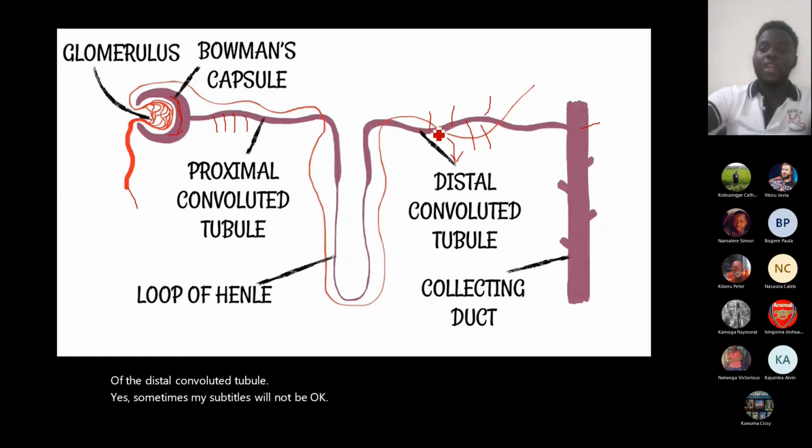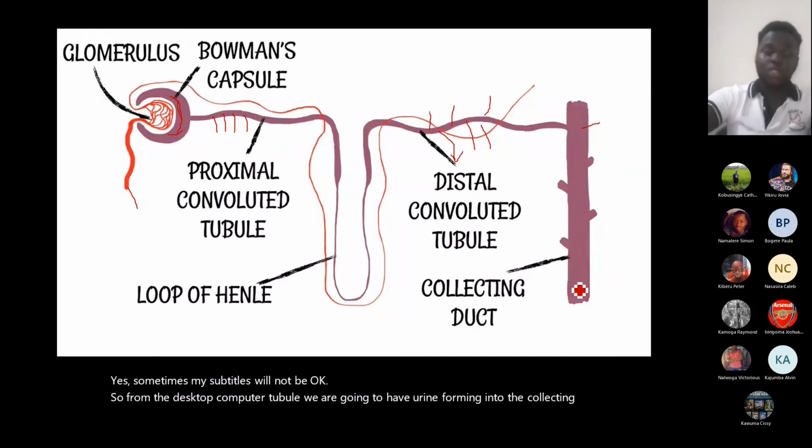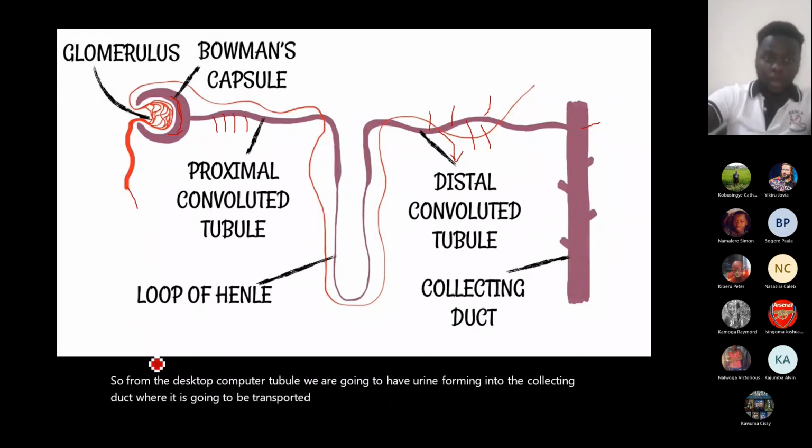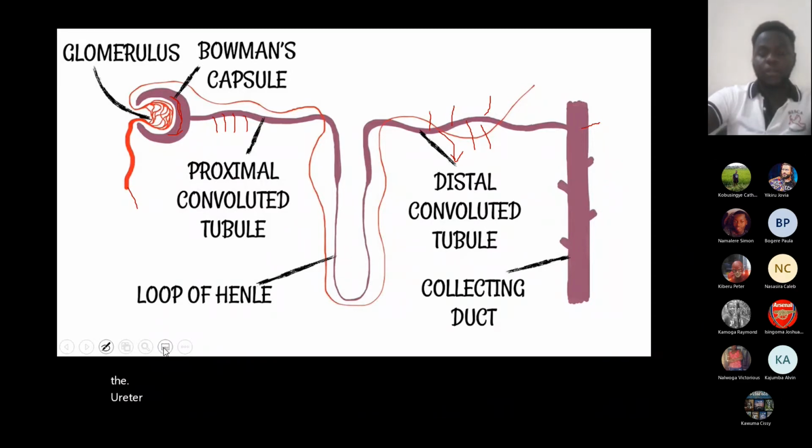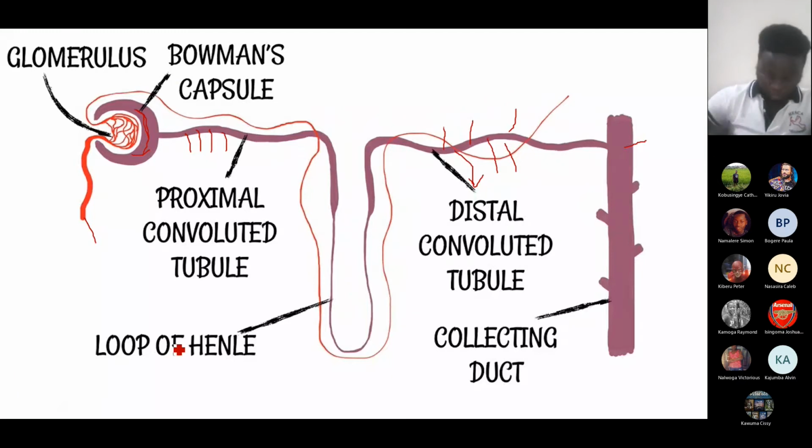Okay, so from the distal convoluted tubule, we are going to have urine forming into the collecting duct, where it is going to be transported back into the pelvis, and from there it is going to go to the ureter, and then we shall have the urinary bladder, and that is how urine is going to be formed. Wonderful.